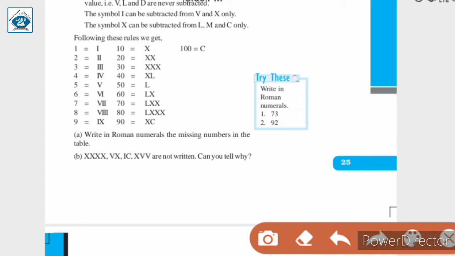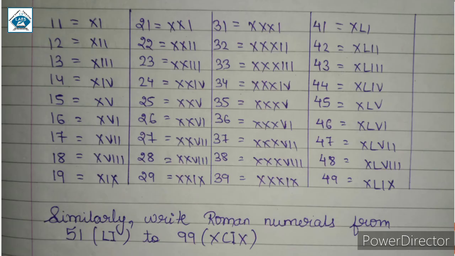Similarly, for other Roman numerals we have 2, 3, 4, 5 and other symbolic representations. We just have to add these together and we can find the remaining or the missing Roman numerals. So try this question on your own and you can verify your solutions over here.